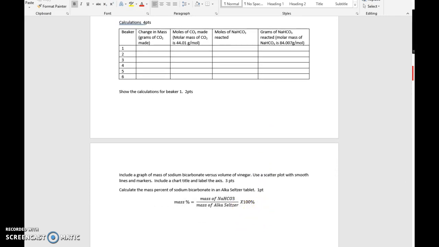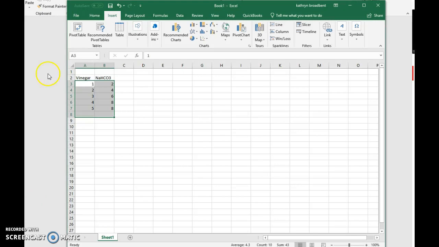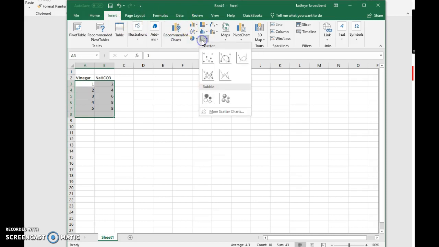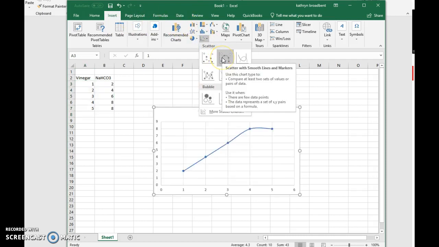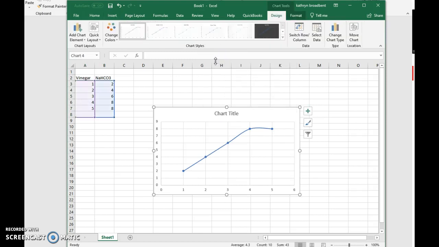Let's look at the graph here for just a second. This is made up numbers. Your numbers will be different than these. I just made some up. You're going to want to insert a scatter plot. You want to insert a scatter with smooth lines.